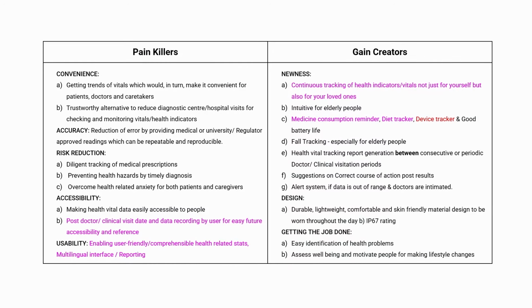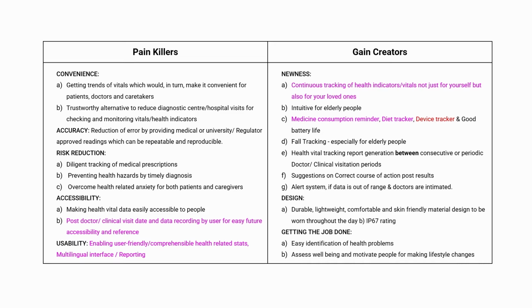Intuitive for elderly people. So, basically the usability should be highly intuitive. Medicine consumption reminder, diet tracker, device tracking, and good battery life. Device tracking is another thing: many a time you may have left this device under your pillow or somewhere else. You should be able to track this device from your phone or through some kind of alarm. This happens very often with the elderly. They cannot find their keys, or there are several things they are not able to remember or find. So, device tracking is also there.